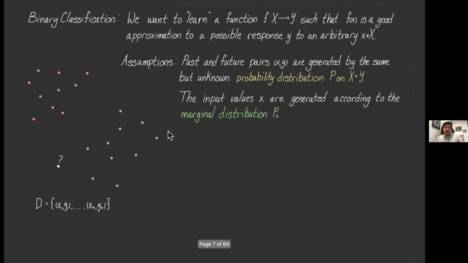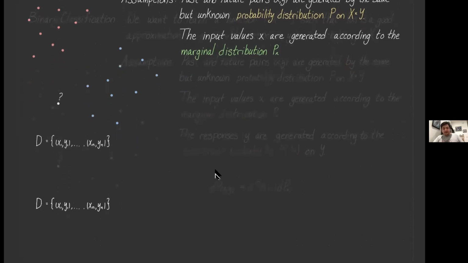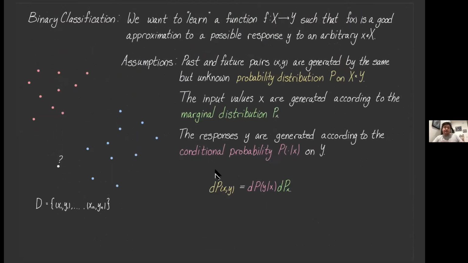Right. We're also going to assume that the input values x are generated according to some sort of marginal distribution. And then we're also going to assume that our responses y are generated according to some sort of conditional probability, so the probability that y is true given its input x, right? And so the probabilities relate to each other like this.